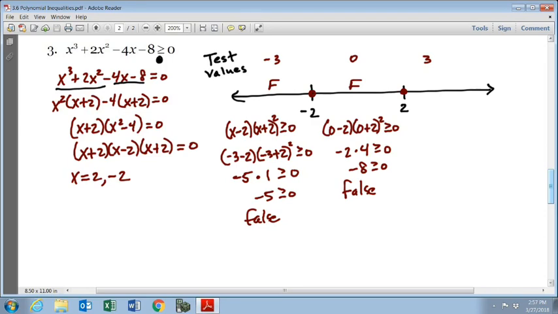Let's try 3. So we have 3 minus 2 times 3 plus 2 squared. That's going to be 1 times 3 plus 2, that's 5 squared. 1 times 25, which is 25. And that is greater or equal to 0. So we're going to shade that.